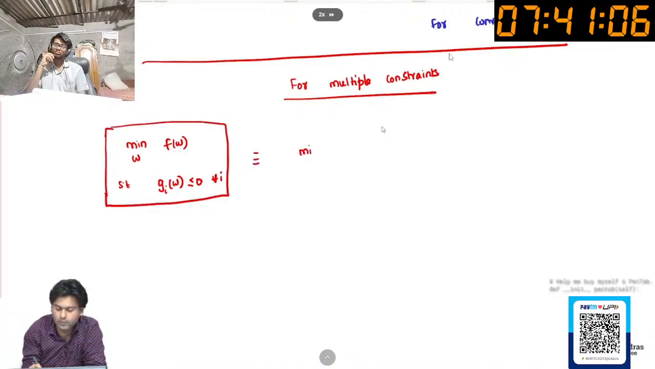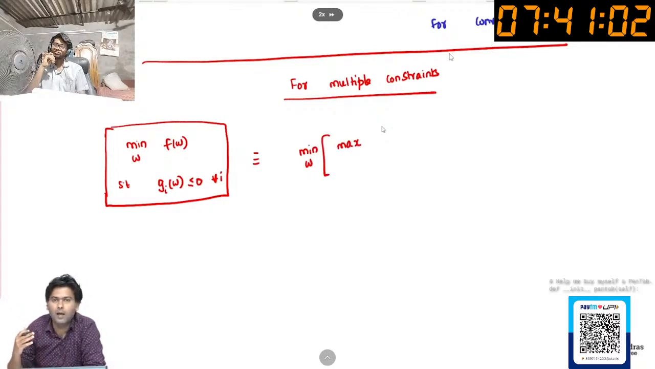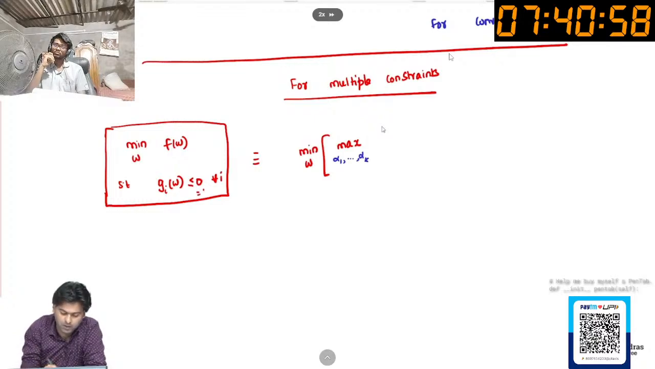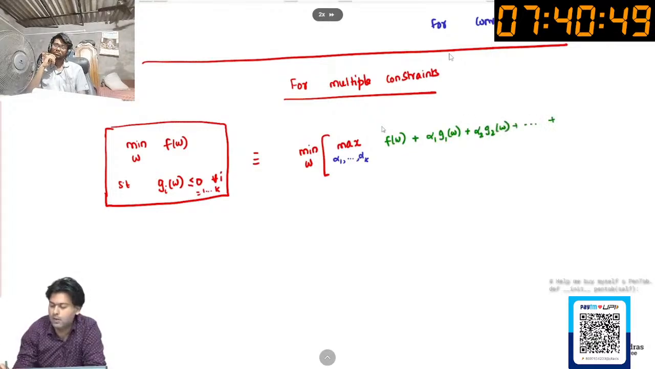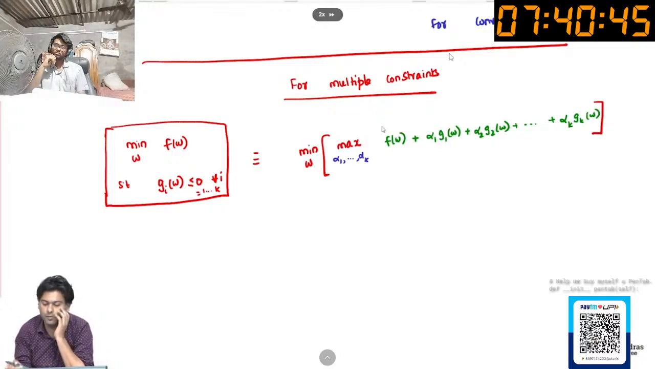Now this is equivalent to solving min over w, max over alpha. Because there are multiple constraints, you will have an alpha corresponding to each of these constraints. So you will have alpha 1 through alpha k if there are k constraints, i equals 1 to k. The function itself is the same, f of w, but now because there are k different alphas, this will be alpha 1 g1 of w plus alpha 2 g2 of w plus dot dot dot plus alpha k gk of w. This will be our modified function, the min max problem that these will be equal to.